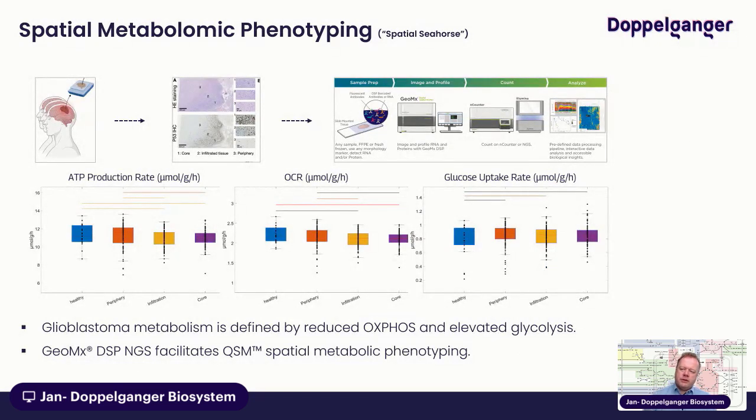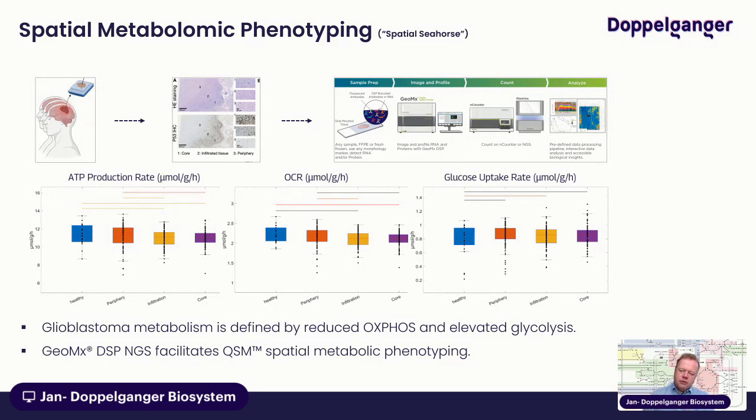Here we worked with glioma samples. We used the nanostring/Bruker geomics platform, and we measured ATP production rates, oxygen consumption rates in the middle, and glucose uptake rates. And we measured kind of a transect.